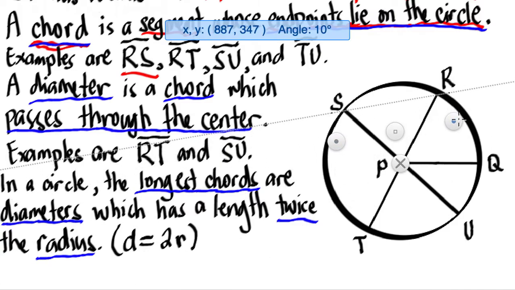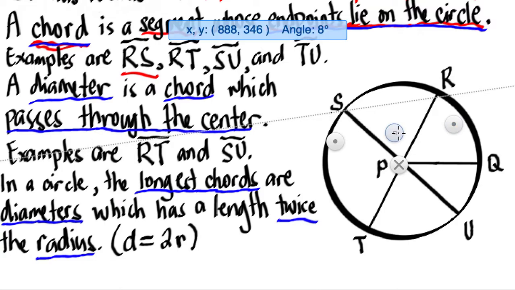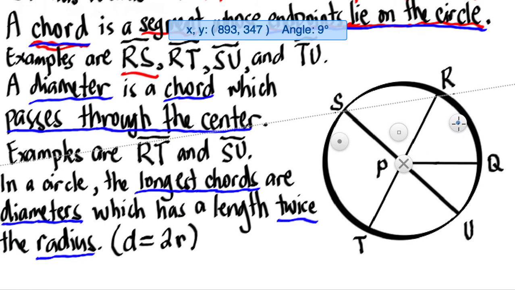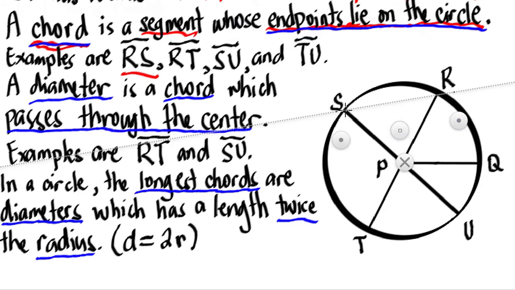So let's draw the line segment RS, shall we? Yes, that's it. And this is our line segment RS, which is a chord of a circle.